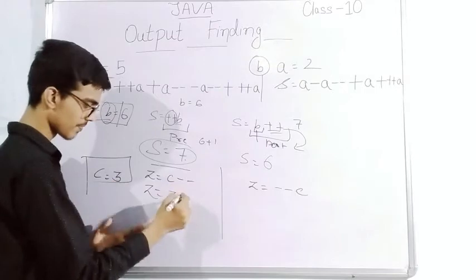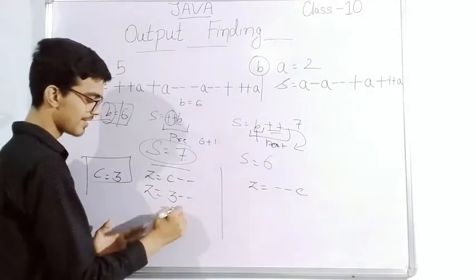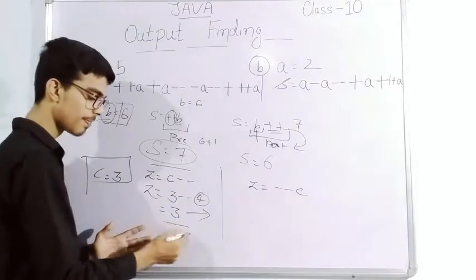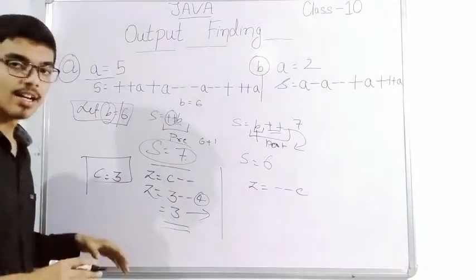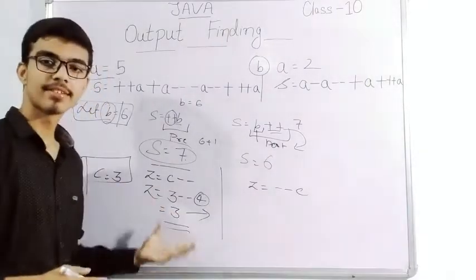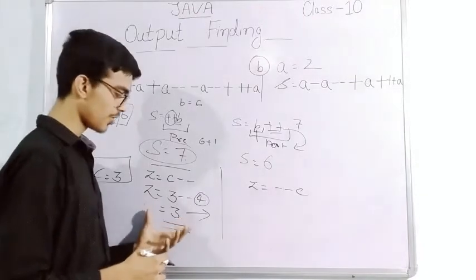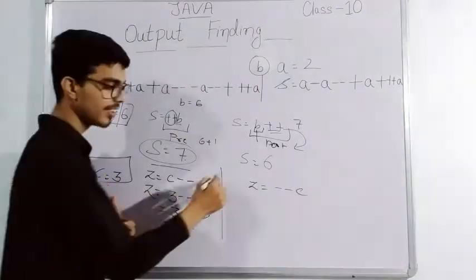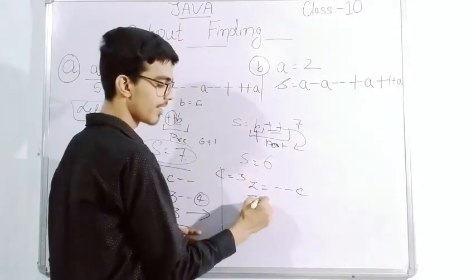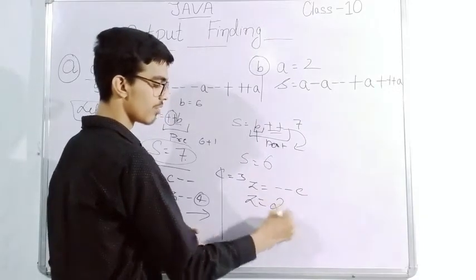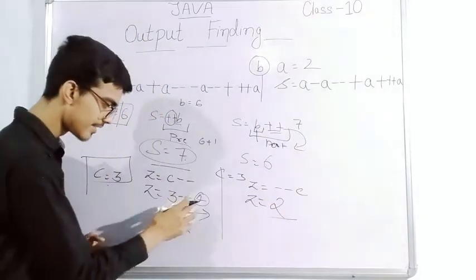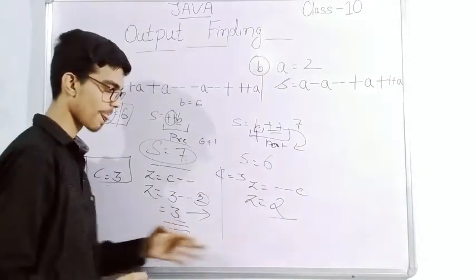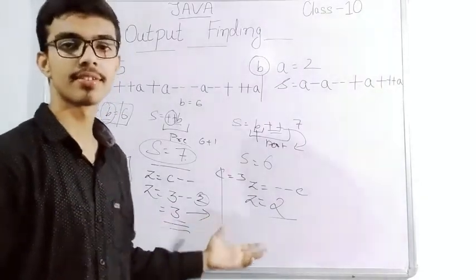z is equal to c minus minus means it will be 3, and if we use it afterwards then it will be 2, but we'll print the value 3. This is what is special for the postfix increment or decrement operator. So value of c is 3, z is equal to minus minus c means z is equal to 2. Here it is decreasing first, so we'll write 2 and we'll print 3. This is the thing. I hope you have understood this.